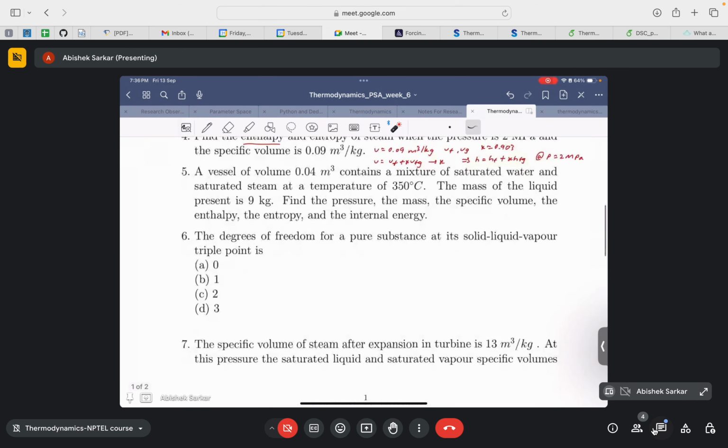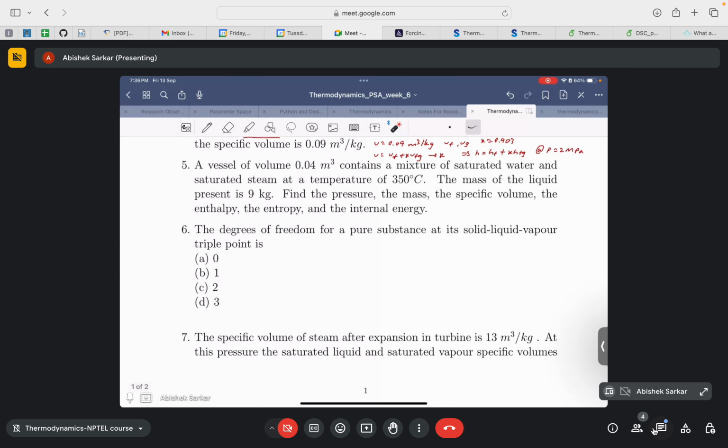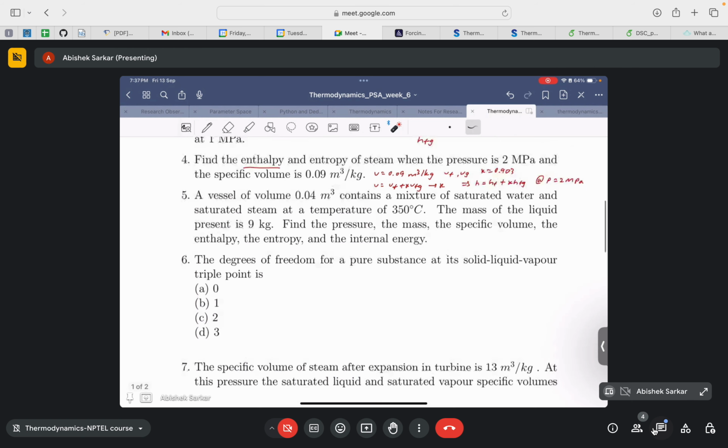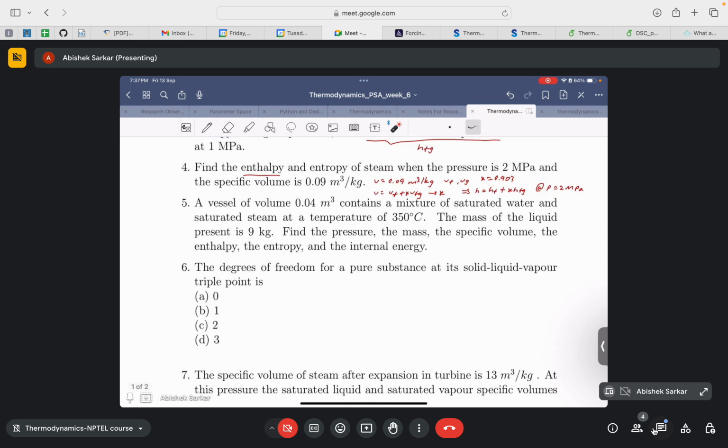This is a bit more challenging question, so let us go through it once. A vessel of 0.04 meter cube, so you get the volume, contains a mixture of saturated water and saturated steam at a temperature of 350 degrees Celsius. The mass of the liquid present is 9 kg. So it's not the mixture, but the mass of liquid only. Find the pressure, mass, specific volume, and the enthalpy.